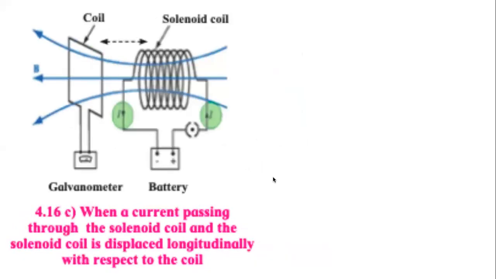Finally, even if the movement is longitudinal, whether it is lateral or longitudinal, there is a change in the magnetic field which produces electric current. Quick confirmation that you have understood what we are doing in each of these 4 situations.